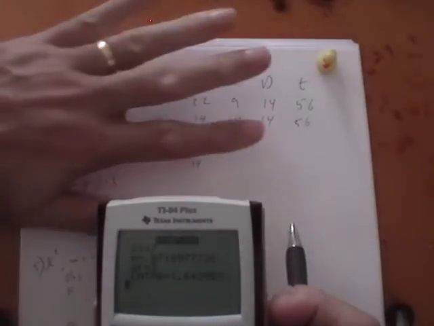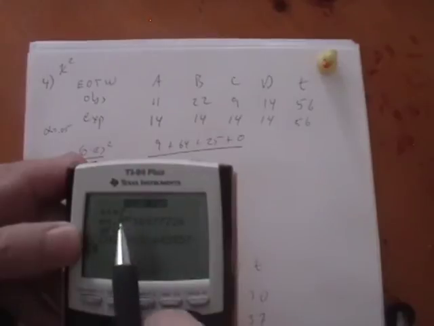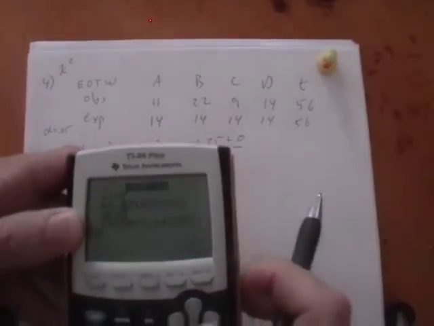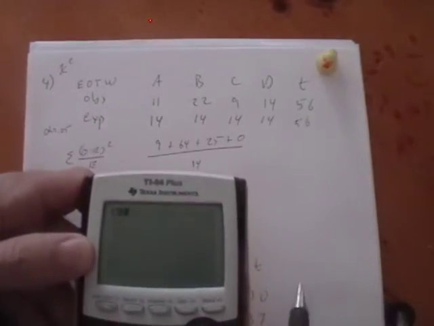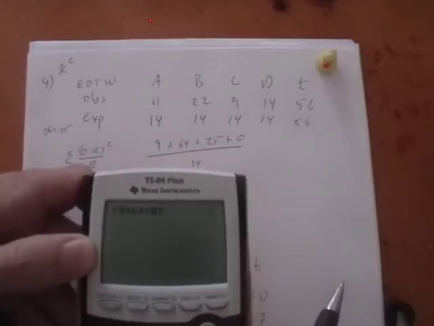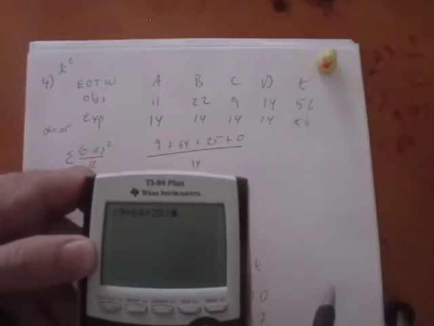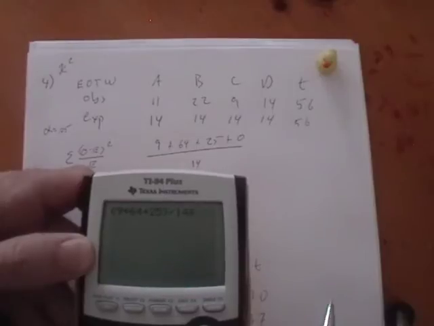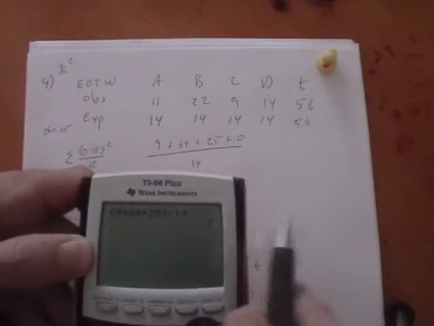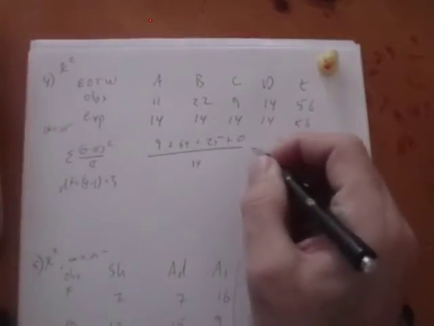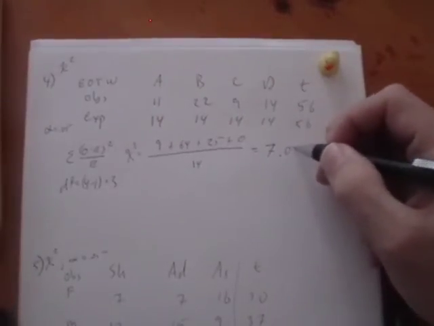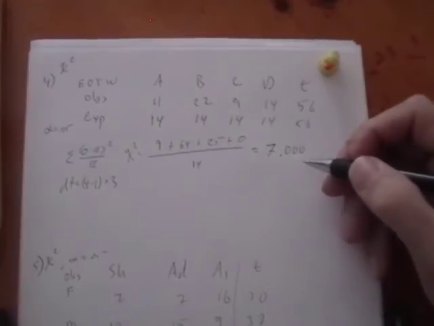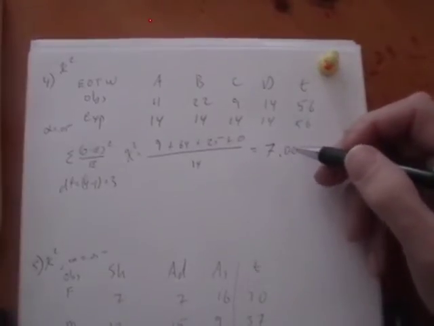But let's carry through without using the chi-squared goodness of fit test. So I'm just going to go open parentheses, 9 plus 64 plus 25, close parentheses, divided by 14. And yes, I do get 7. So this is going to be 7, except it's a test statistic. And I do like 3 decimal places. It might seem silly, but I am going to list that as 7.000.